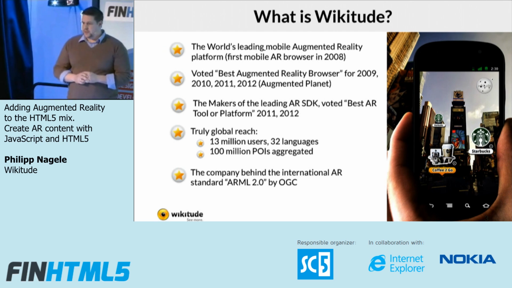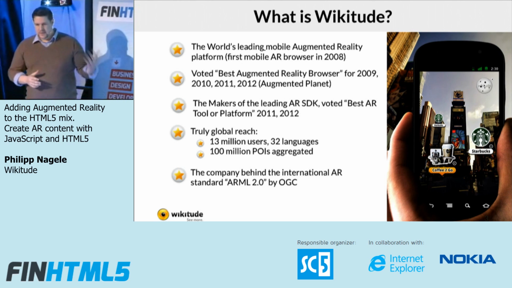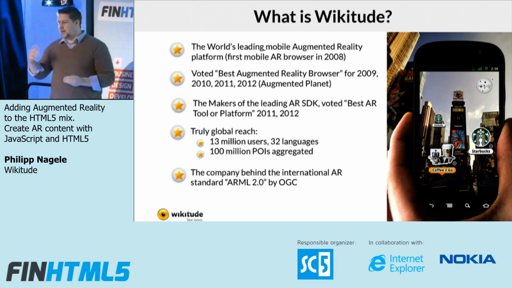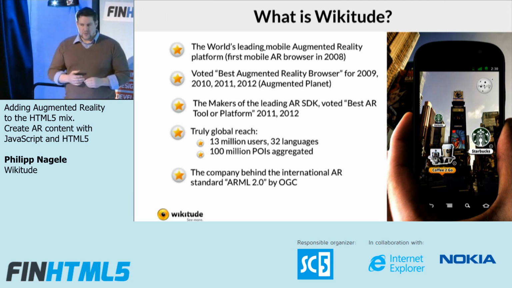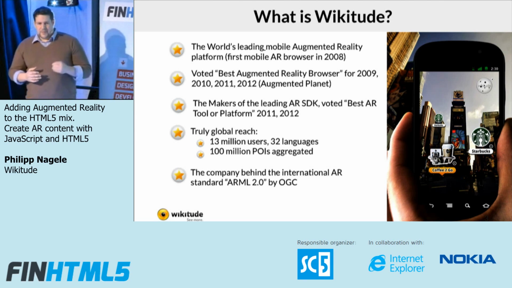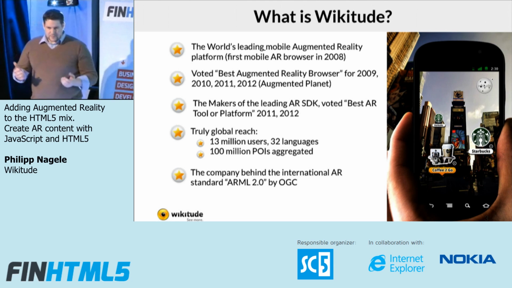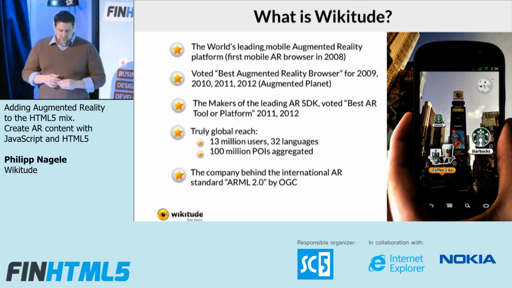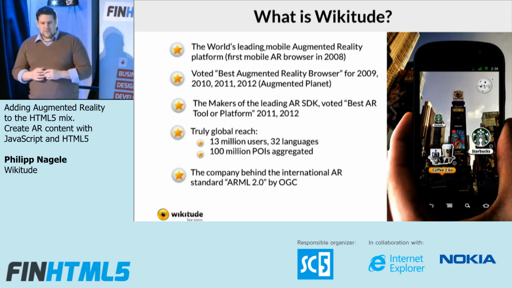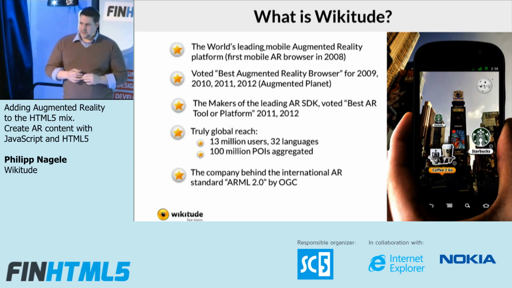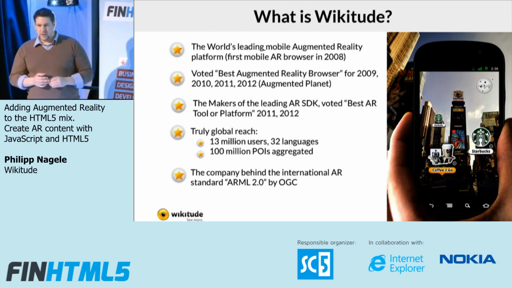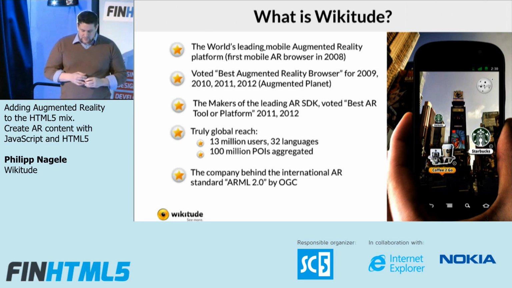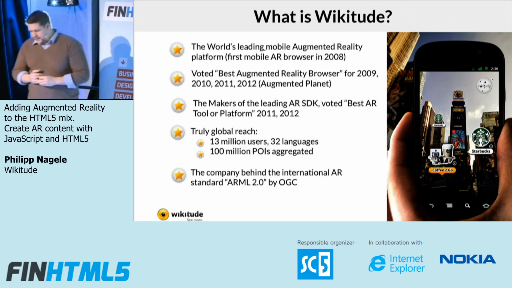So who and what is Wikitude? Wikitude on one hand side is an app, a very popular app, and on the other hand side, our company. Wikitude started 2008 on the very first Android phone, the T-Mobile G1, as the first augmented reality browser. We now call ourselves an augmented reality platform. We've been awarded 4 times the best AR browser in a row, from 2009 to 2012, and also awarded the best AR tool or platform for our SDK.